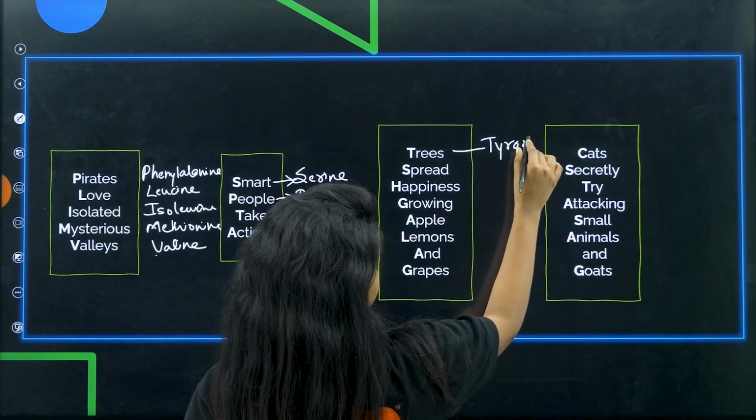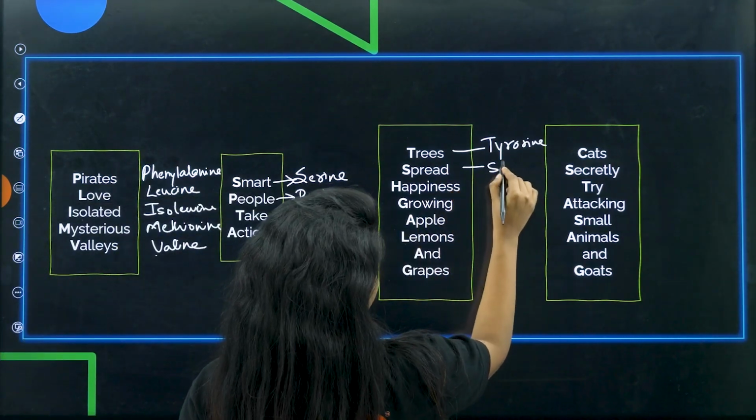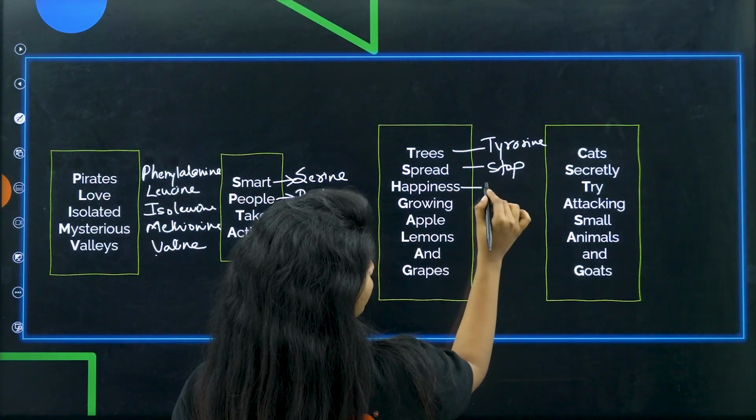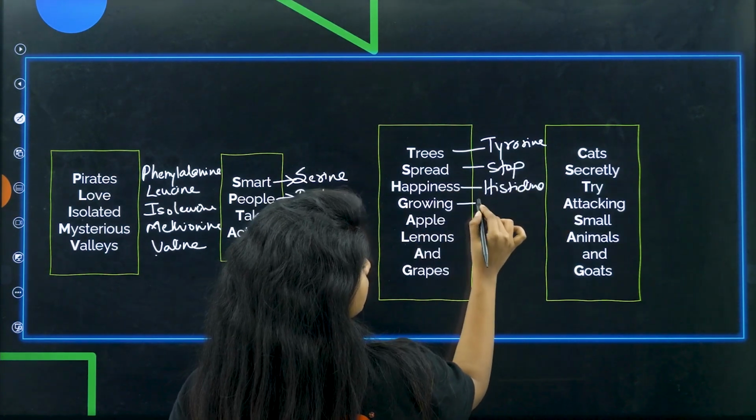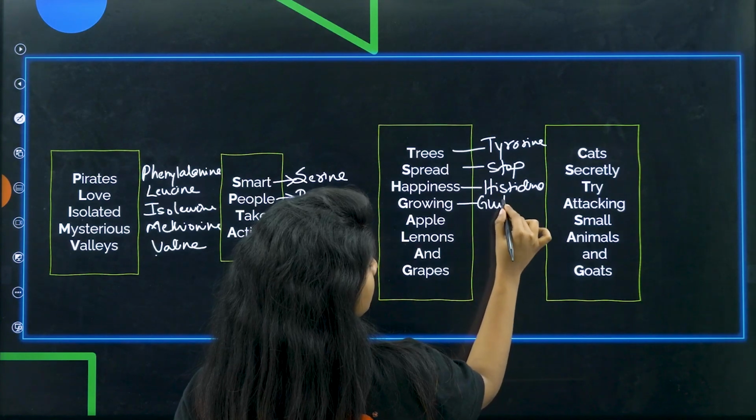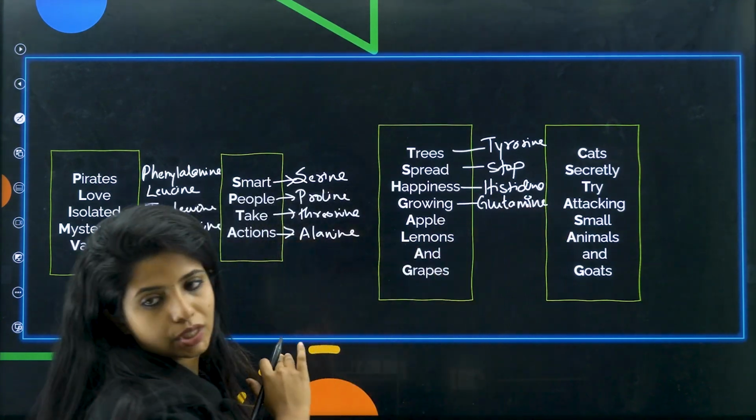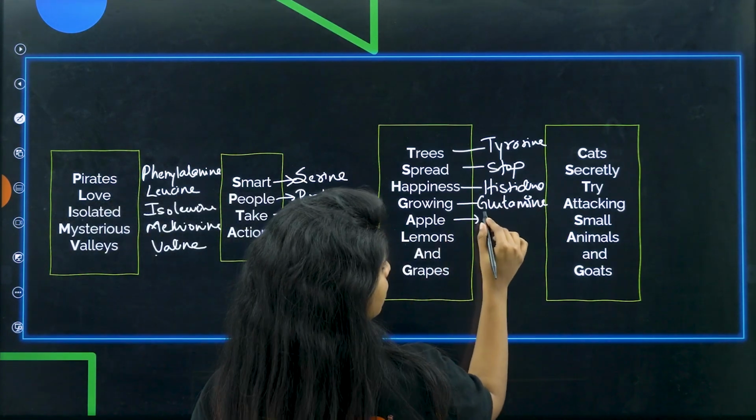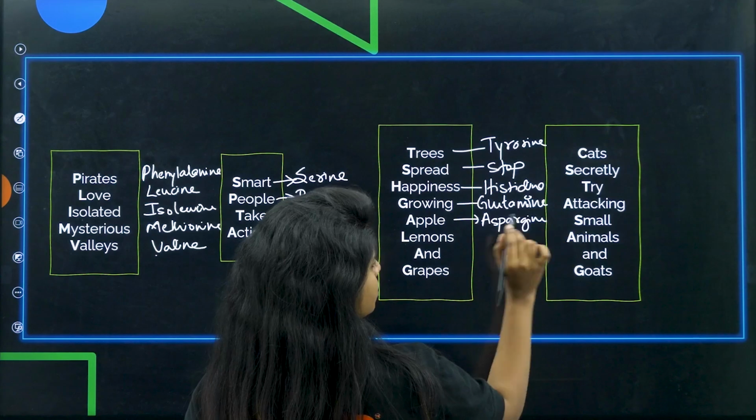Okay. Now over here, tyrosine. T for tyrosine. 2 tyrosine are there. 2 stop codons are there. For H, it is histidine. So 2 histidine is there. For G, it is glutamine. Okay, so glutamine is different from glutamate. So glutamine is there, and asparagine is there.